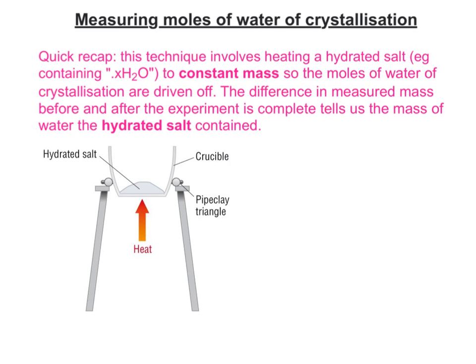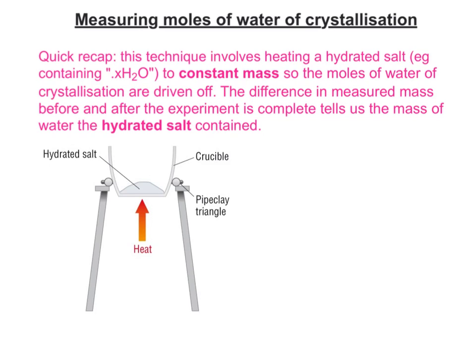So a quick recap. Basically what we do with measuring the moles of water of crystallisation is to take a set, measured amount of hydrated salt, so you know the mass of the hydrated salt. You heat it to constant mass, so you're driving off the moles of water of crystallisation, and the difference, once you've done that, between the anhydrous version, which is the version with no water of crystallisation, and the hydrated salt that you started with, that mass difference is the mass of water that it contained.